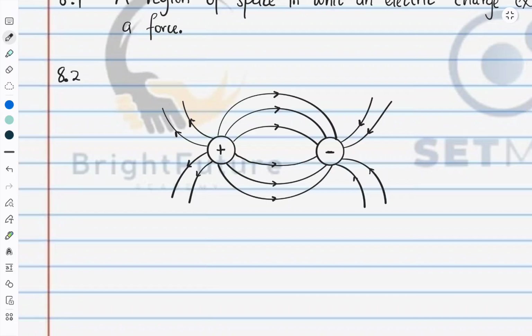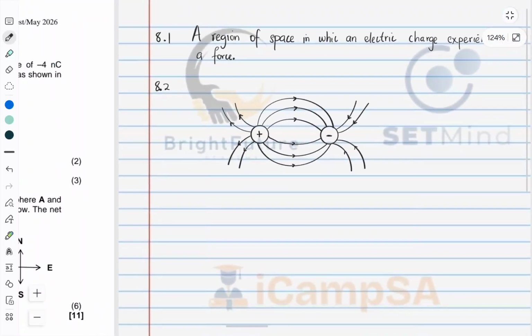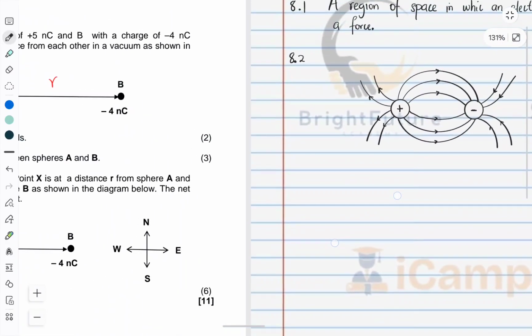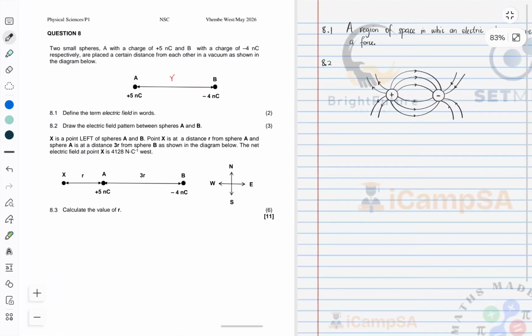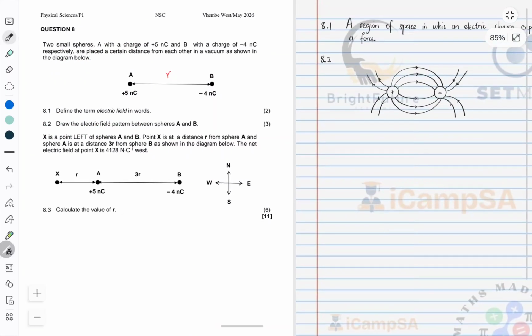Okay, first of all, they must not touch. Secondly, it must be the correct thing. All right, so that's it. This is what you must always keep in mind when drawing these things. So 8.3, X is a point left of spheres A and B. Okay, point X is at a distance r from sphere A, and sphere A is at a distance 3r from sphere B.